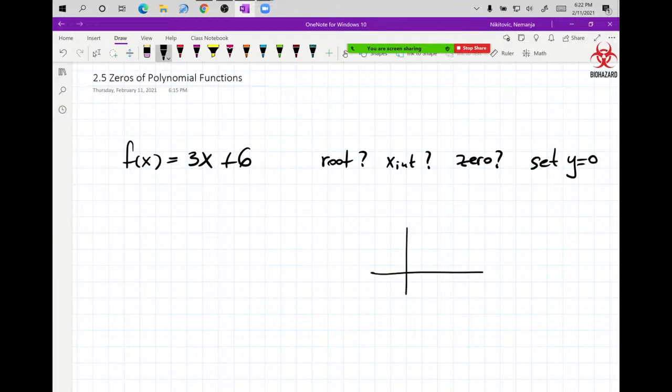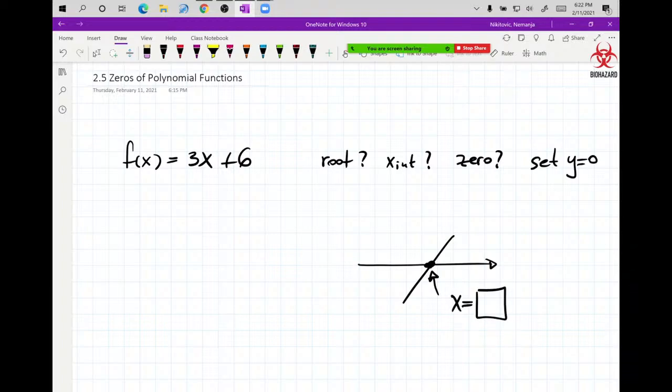Also, why is it called a root? Well, it should be clear. If the x-axis is the ground, this is exactly where the root starts. It's so simple, right? So x-axis, x-intercept, root, zero, it's all the same. It just means the x-intercept value where the function goes through. What is x equal to? That's your root.